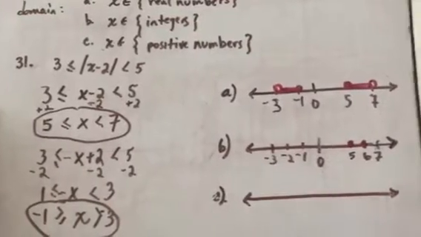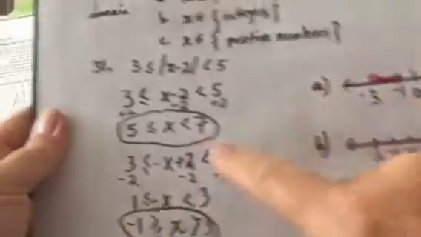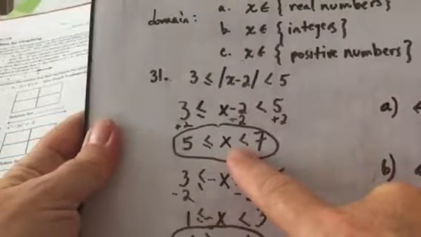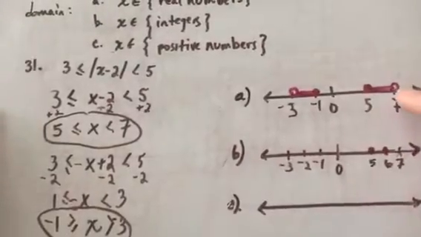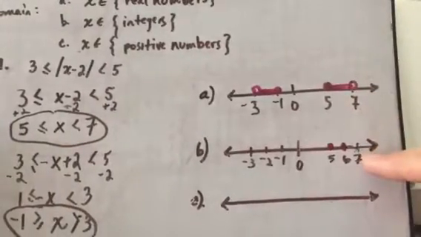7 is not shaded. Why is 7 not shaded? Well, it's not in the solution because it's not included in the equal sign. It is an integer, but it's not included in the solution. Remember, 7 is not a solution up here. It's not a solution here either.